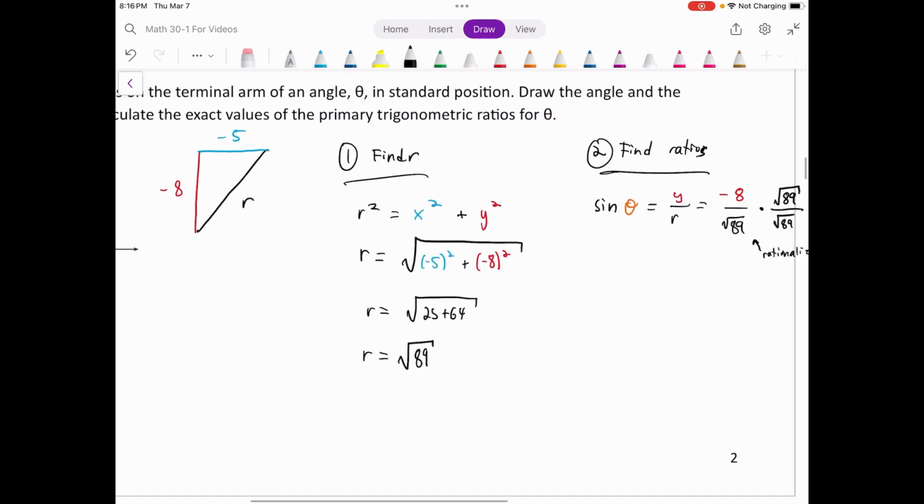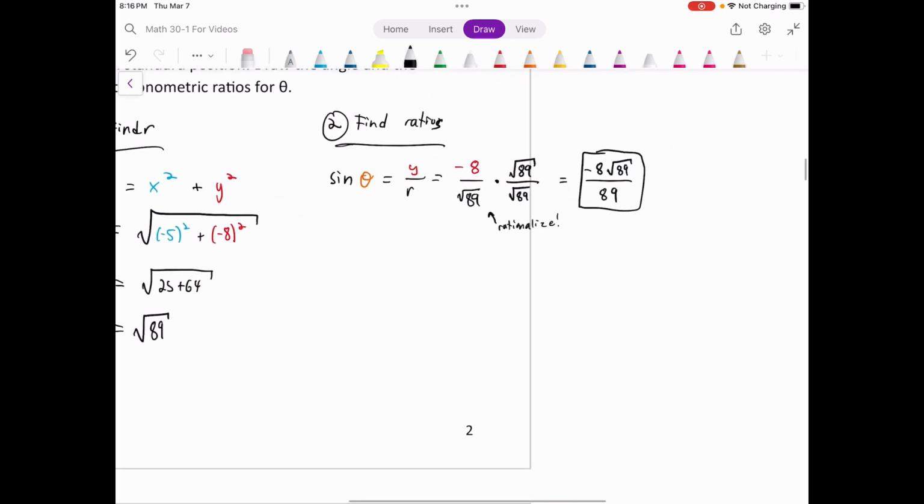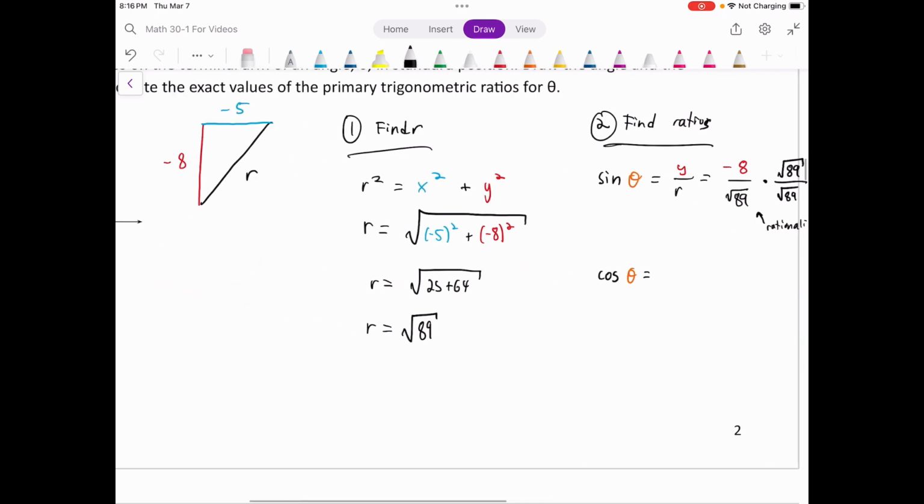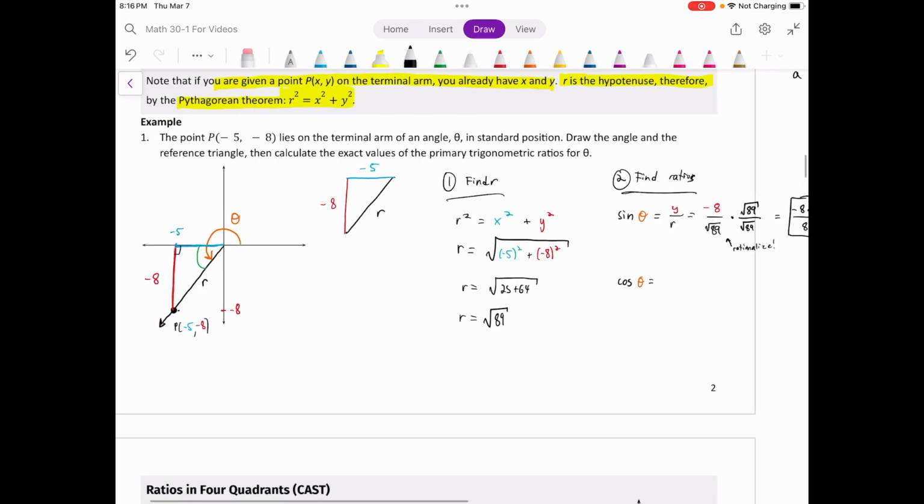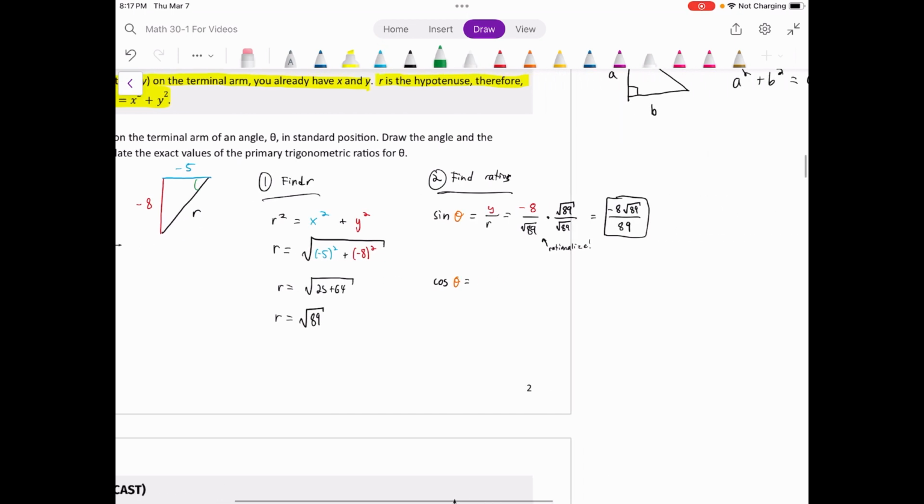We don't even know what the angle is, but we figured out what its sine ratio would have to be. Let's do the cosine of that angle now. Cosine is adjacent over hypotenuse, but if we think of it in terms of x, y, and r, it's going to be x over r, right? Again, the reference angle would kind of be here. Okay, so x over r, adjacent over hypotenuse.